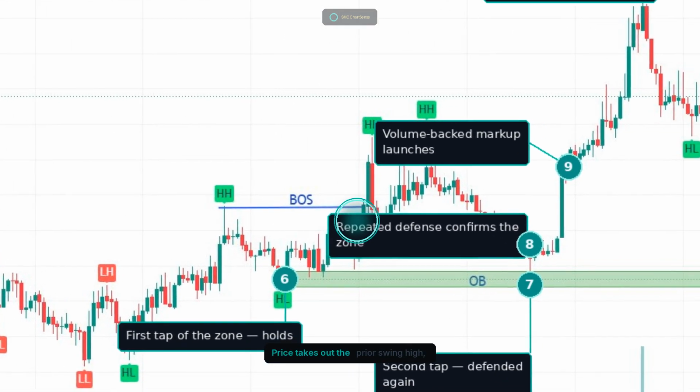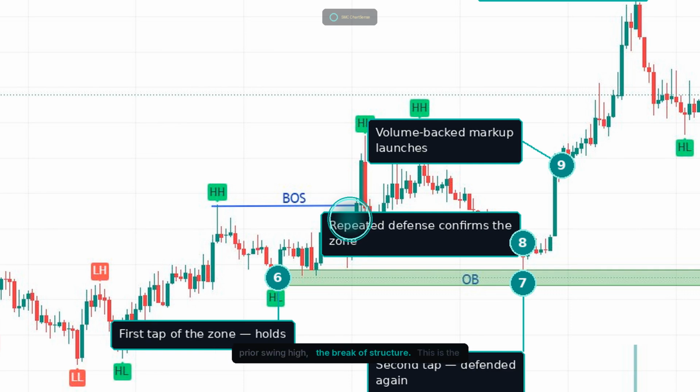Price takes out the prior swing high, the break of structure. This is the confirmation the base was waiting for. Where a higher high merely hinted, the break commits. The market has now made a higher high and a higher low, the grammar of an uptrend. This is the pivot of the chart, before it a downtrend exhausting, after it a new uptrend establishing. And the break is what gives the next phase, the order block, its meaning.